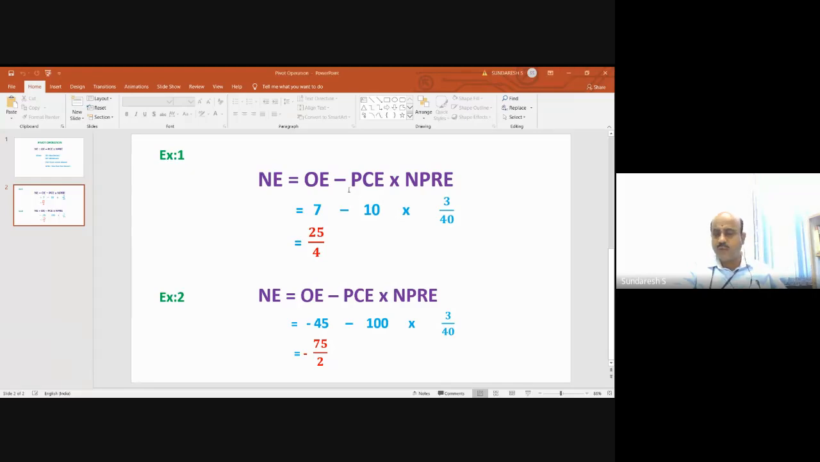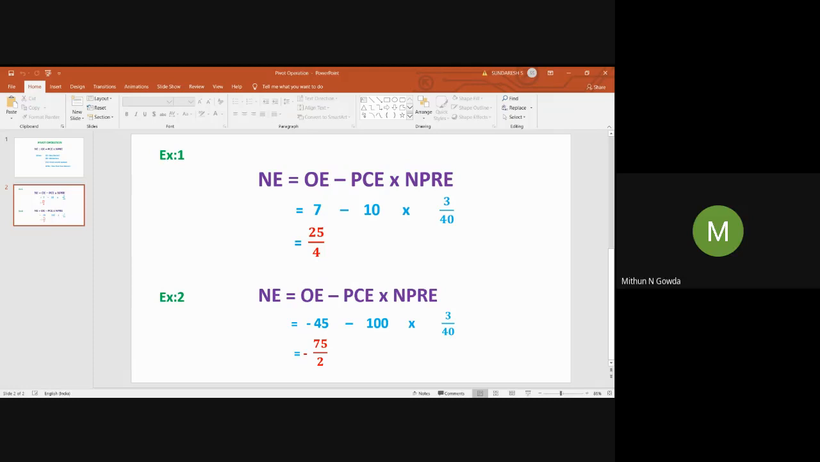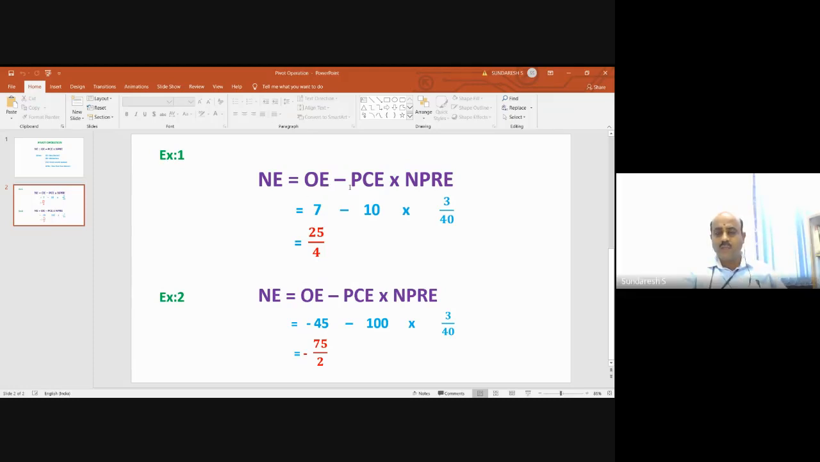Okay. So you got it. How to get this new element now? Old element minus pivot column element into new pivot row element. This calculation is very, very important for us. That's why we got the first column 25 by 4.